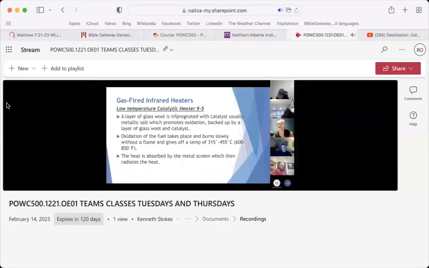A layer of glass wool is impregnated with catalyst, usually metallic salt. Oxidation of the fuel takes place, burns slowly. We used to use these in tents and campers, and I've seen people use them in little construction shacks and stuff, but we probably shouldn't have over the years because they need to be in an outdoor situation.